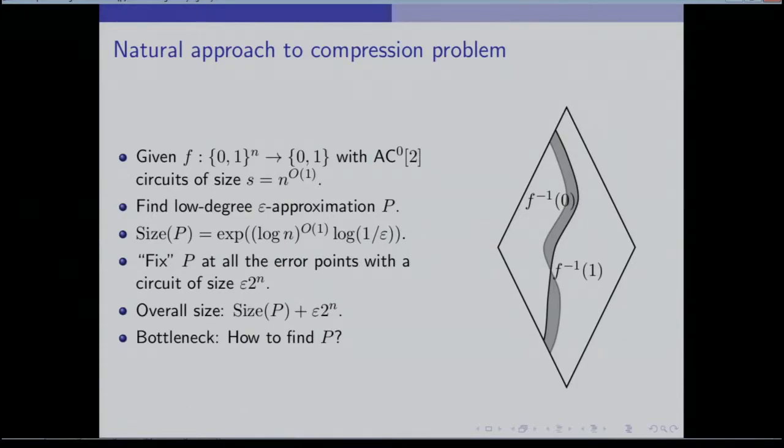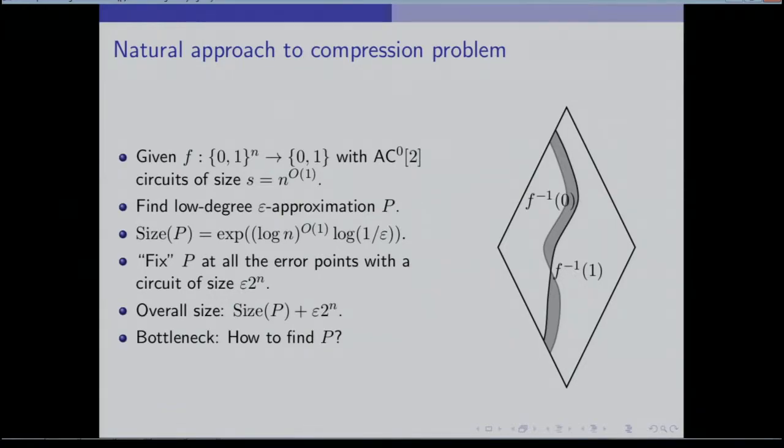Okay. So before I go on, is this clear? Okay. So our way of circumventing this is to change the notion of polynomial approximation. That will blow up the size of the polynomial, but actually it will make the polynomial much easier to find.